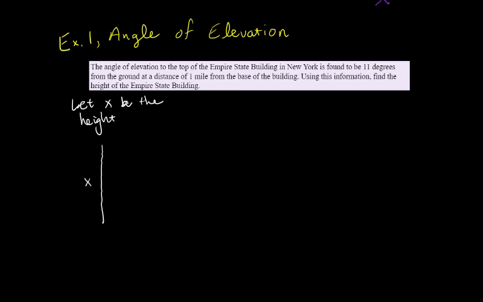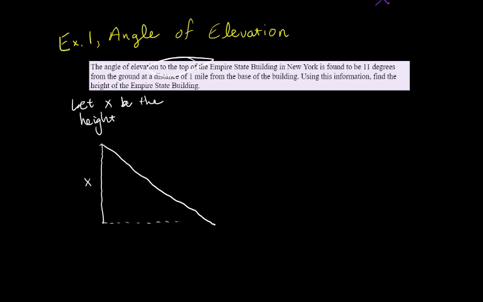Now it says that the angle of elevation to the top of the Empire State Building. So that's critical where it says to the top. It doesn't mean that as we look down from the top of the Empire State Building, that is 11 degrees. So right here, not 11 degrees. Bad. Okay? Not 11 degrees at all. It says to the top.